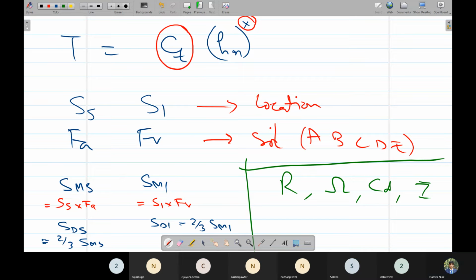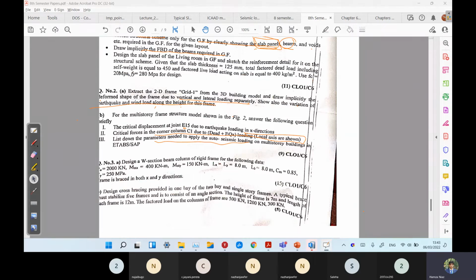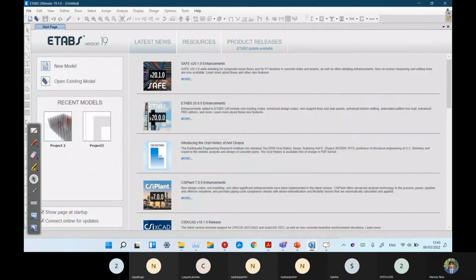R depends upon building type, omega is the overstrength factor, I is the importance factor, and CD is the deflection amplification factor. We can directly get these factors from tables. So this is the procedure, and if we open ETABS, we can check.